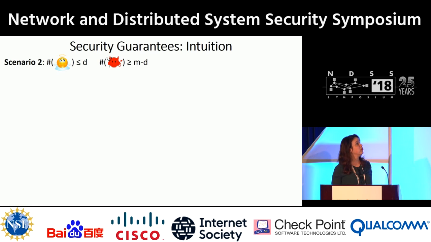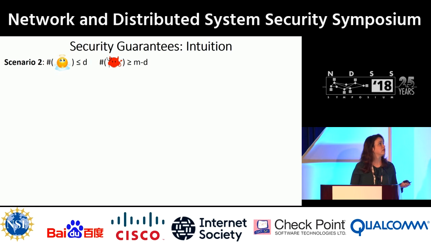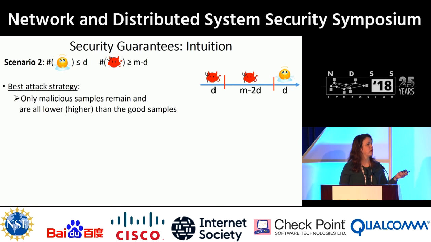The second scenario is when the number of good samples is less than or equal to D, and the number of bad samples is greater than or equal to M minus D. So in the worst case scenario, we have only bad samples in the remaining set, and they're all lower or higher than the good samples. So the good samples do not bound them.